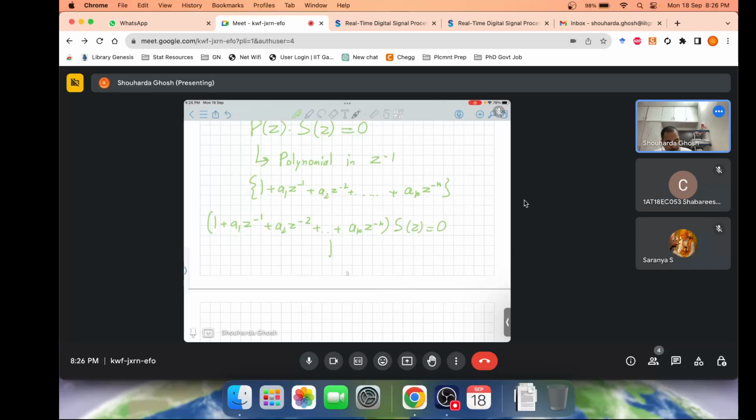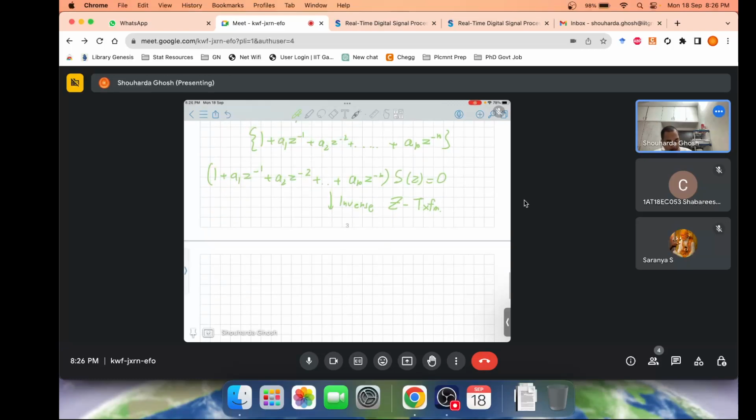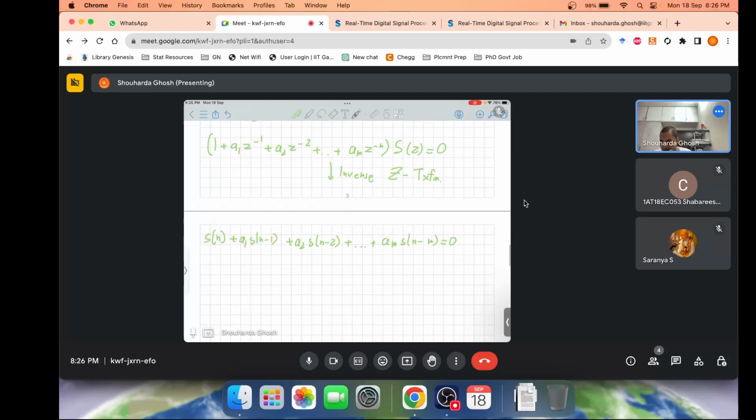Now take the inverse Z transform. What do I get? S(n) plus a1 S(n-1) plus a2 S(n-2), all the way till a_r S(n-r), equals 0. What does that mean? S(n) is the summation over i equal to 1 to r of a_i S(n-i).